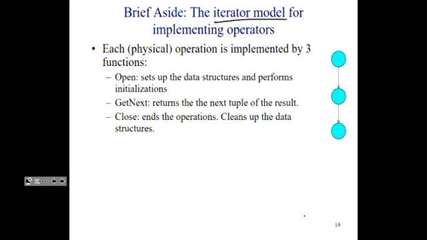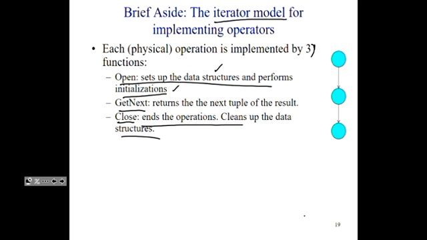So each operator is implemented using 3 functions. The first function in some sense sets up the operator or sets up the operation. It sets up the data structures and performs certain initializations. The next operation returns the next tuple of the result. And the third operation is close, which finishes the operations and cleans up the data structures.